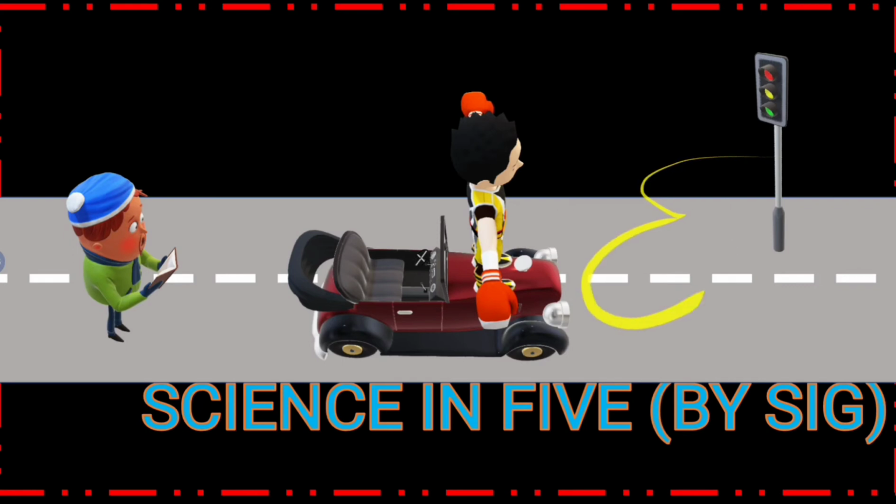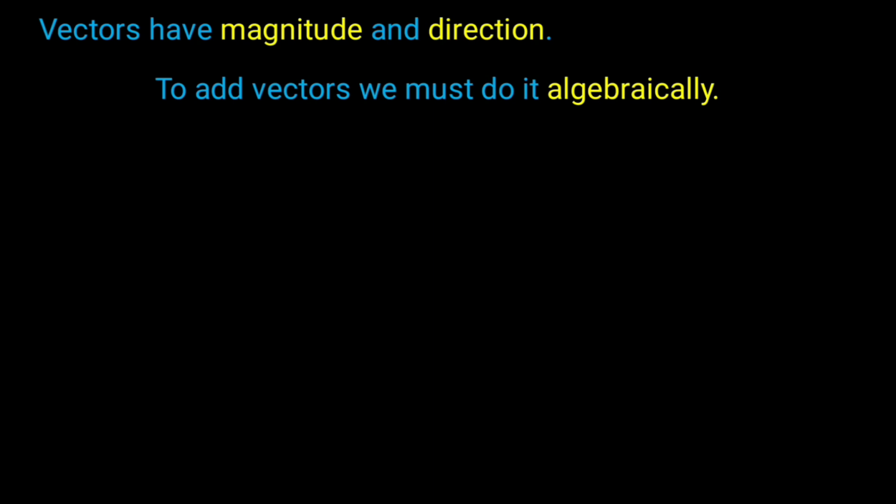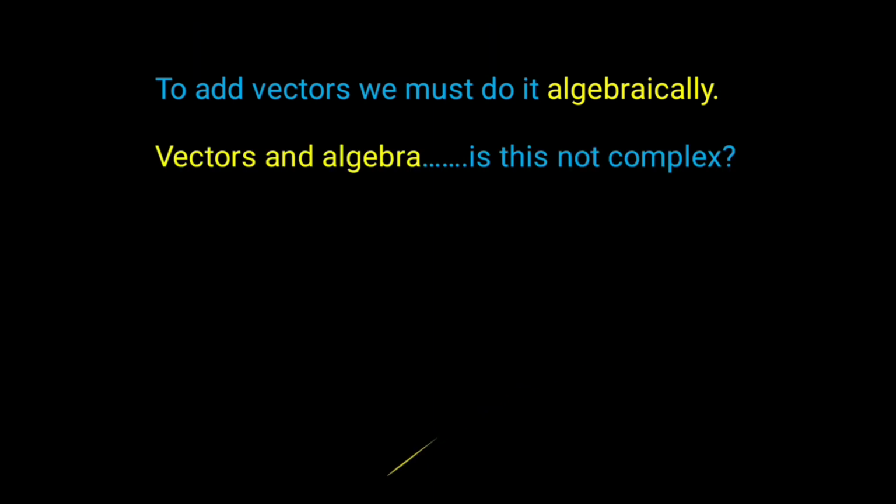In this video, we're going to talk about adding vectors in one dimension using a calculation technique. Vectors have magnitude and direction. To add vectors, we must do it algebraically. Vectors in algebra, is this not complex?